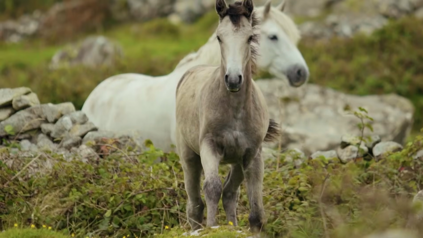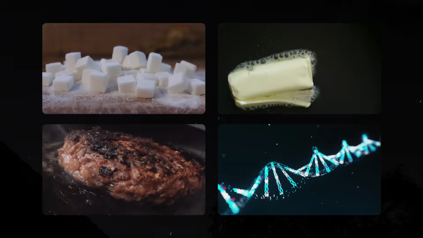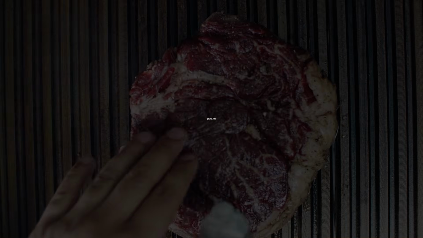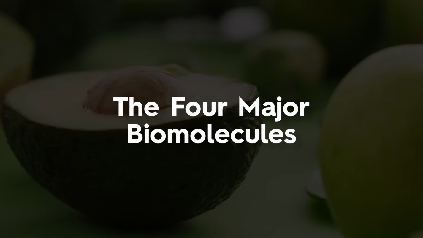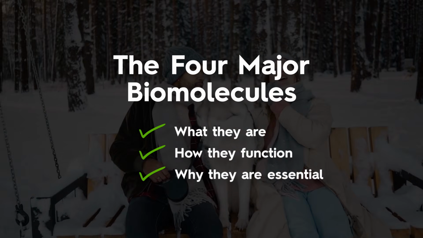Did you know that every living thing is made up of just 4 major biomolecules? These building blocks make life possible, and together, they shape every function in living things. In this video, you'll learn what proteins, carbohydrates, lipids, and nucleic acids are, how they function, and why they're essential for life.